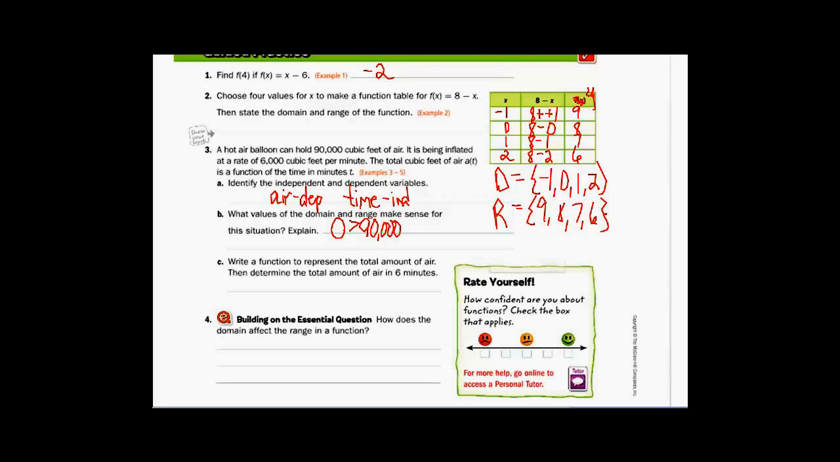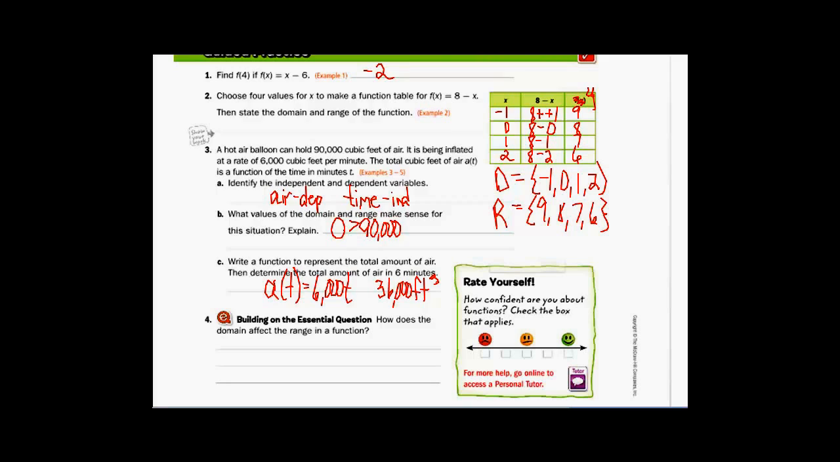All right, so write a function to represent the total amount of air. It says that air is a function of time. So that would be 6,000 cubic feet per minute, and so 6,000 T. So do it in 6 minutes. It'd be 6 times 6,000, 36,000 cubic feet.